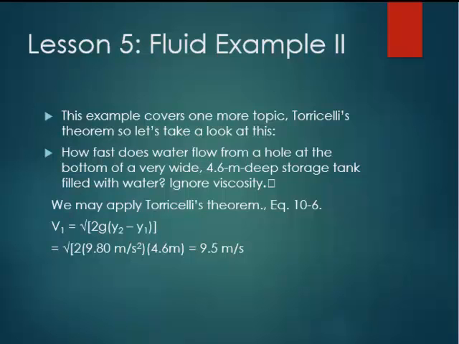So we apply Torricelli's theorem, which is equation 10.6, that says V1 is the square root of 2g times the height difference. So all we do is take our difference in height, which was 4.6 meters, plug it into the square root of 2 times g, and we get the answer of 9.5 meters per second.